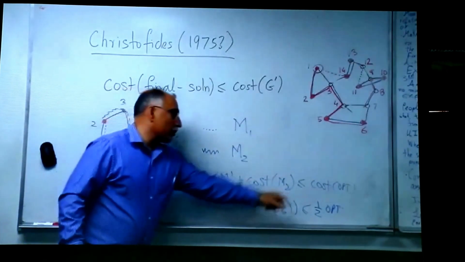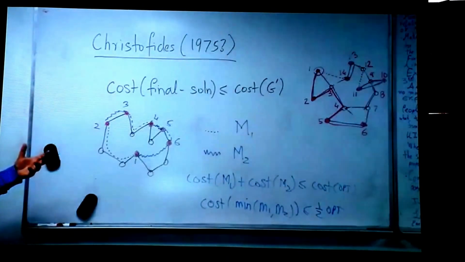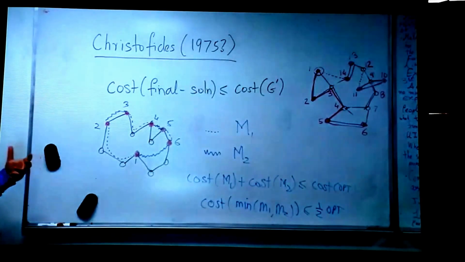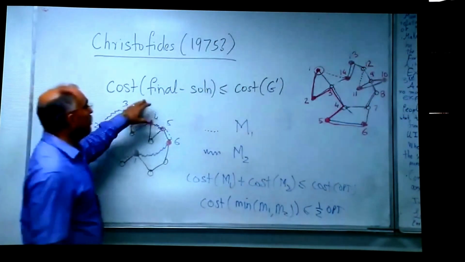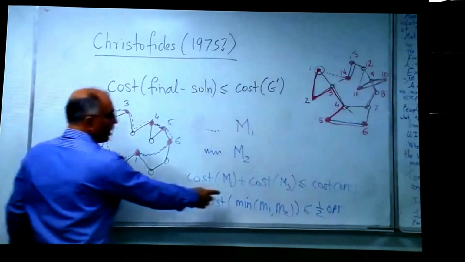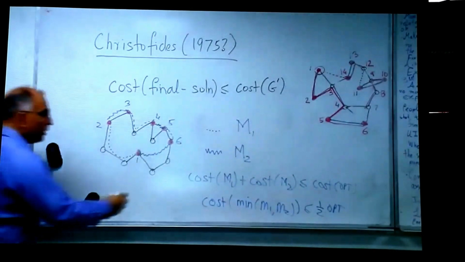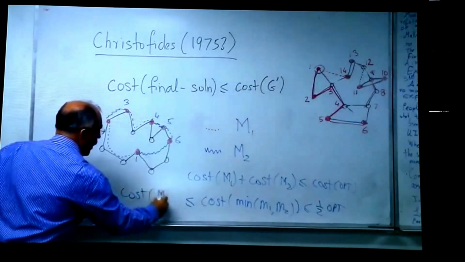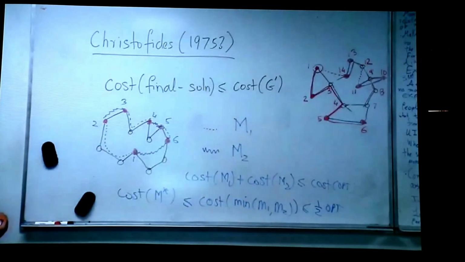So the cheaper one is at most half opt, but recall that once I fixed the subset S of vertices, we went ahead and actually found the minimum weight perfect matching in the graph on S. So whatever matching we found, which was part of the cost of the final solution, is surely cheaper than either M1 or M2. This is just one particular matching. So the cost of the minimum weight perfect matching, cost of M star, does not exceed the cost of the minimum of M1 and M2, which is no more than half opt.